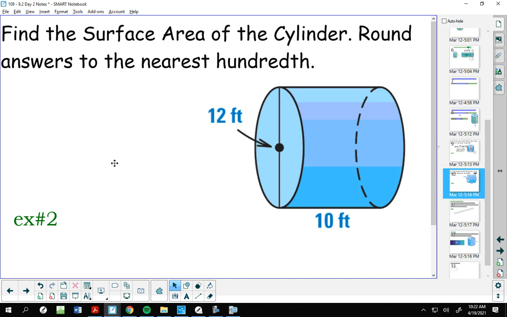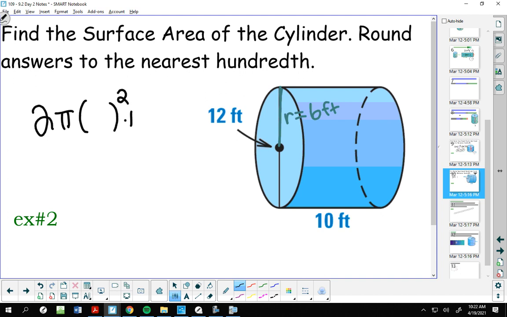Sometimes they'll give you the diameter instead of the radius. So remember, radius is half the diameter, which means r equals 6. Half of 12 means the radius is 6. So let's use our formula and plug in r and h. So 2 times pi times r squared plus 2 times pi times r times h. So our radius, like we just said, is 6. And the height of our cylinder is the distance between the two bases, which is 10. So we'll plug that in for h.